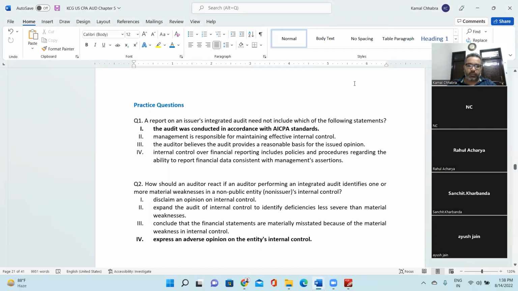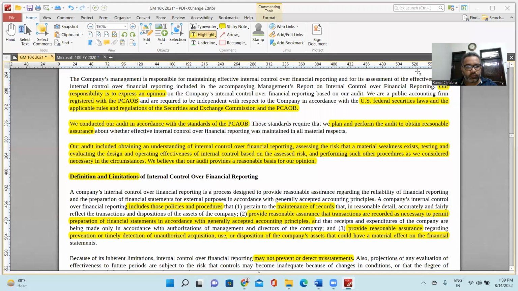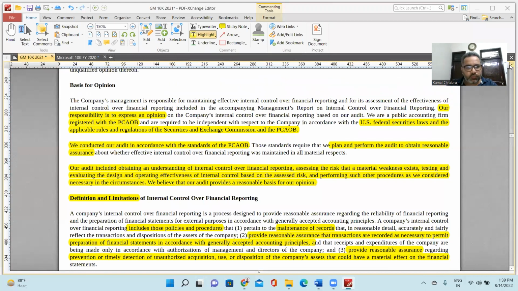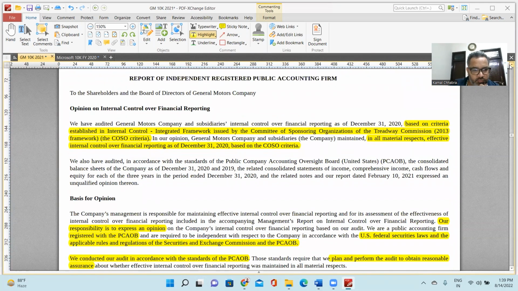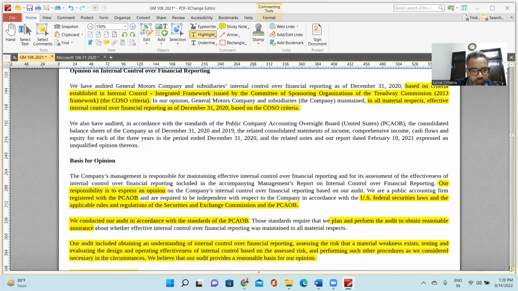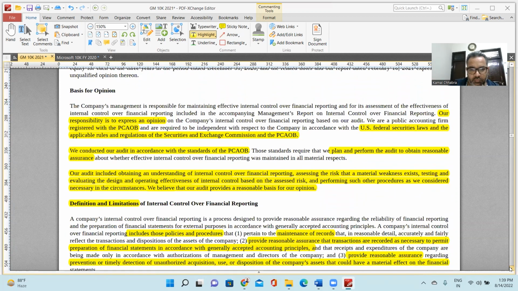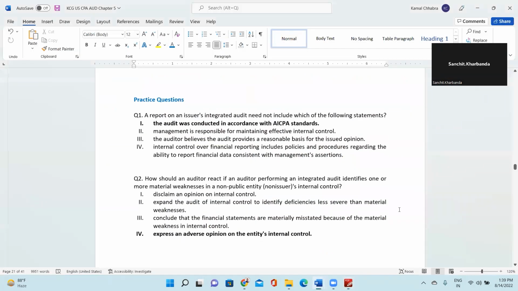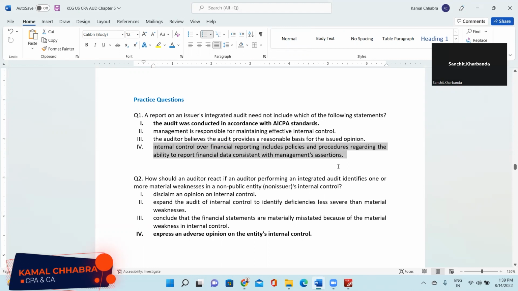Policy and procedures, the ability to report the financial data consistent with management assertion. Hello. Yes, I was saying, sir, the fourth statement was correct. Actually, there was a network issue at my place. Yeah. So if you go back and check the integrated audit report, this one is also correct.